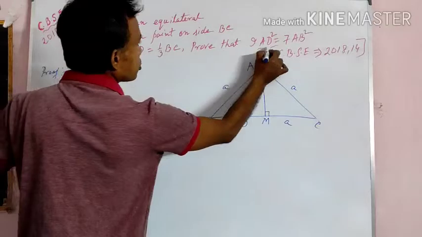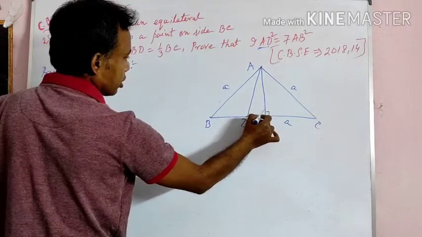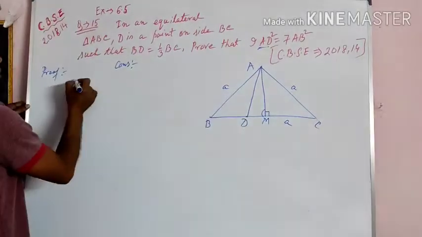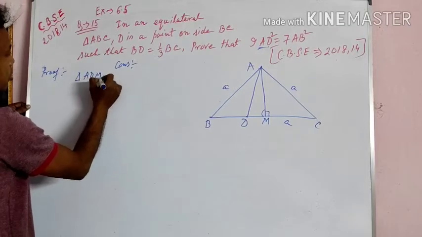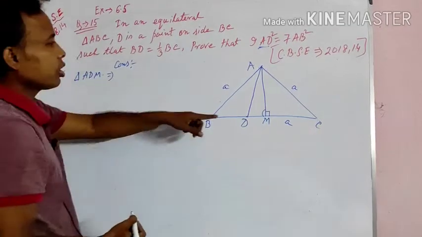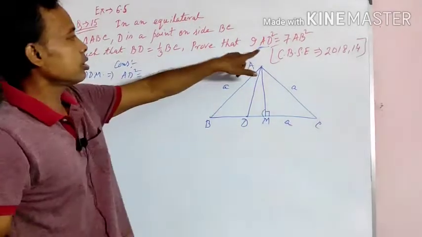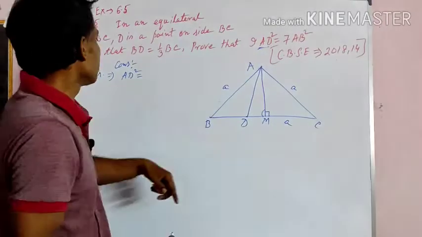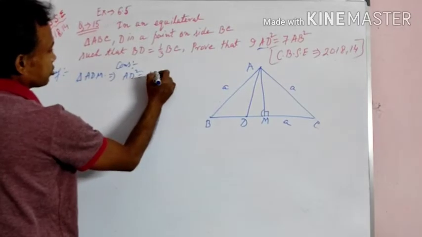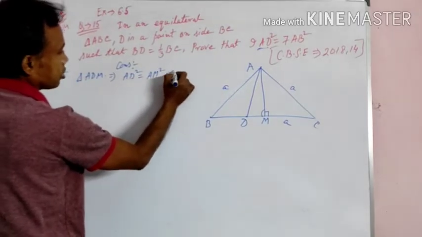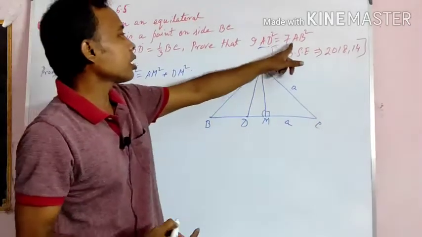So you have to prove AD square. Where is AD? This is your AD. This is your right angle triangle, right angle at this point M. So in triangle ADM, which is a right angle triangle, applying Pythagoras theorem, AD square is equal to AM square plus DM square.